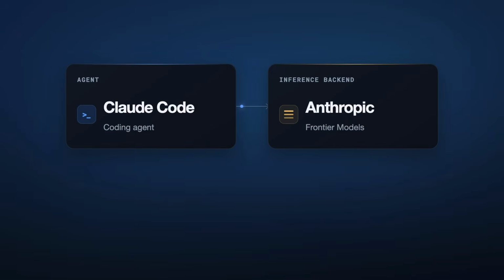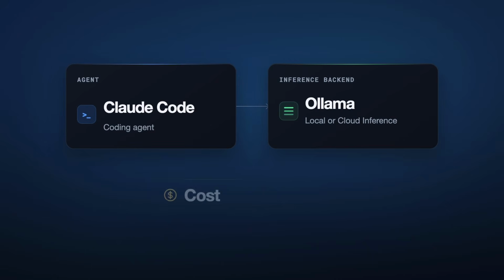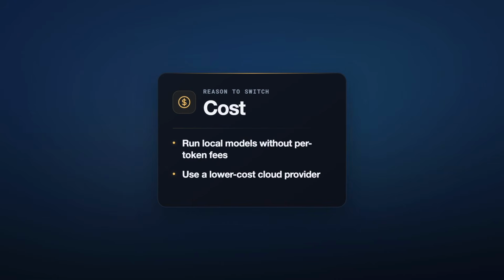Claude Code is an AI coding agent that can use different inference backends. Normally, it connects to Anthropic's servers and uses Claude Frontier models for coding tasks. There are two main reasons people want to use a different inference solution: cost and privacy. Cost is easy to understand. You can run a local coding model without per token charges or use a less expensive cloud inference provider.